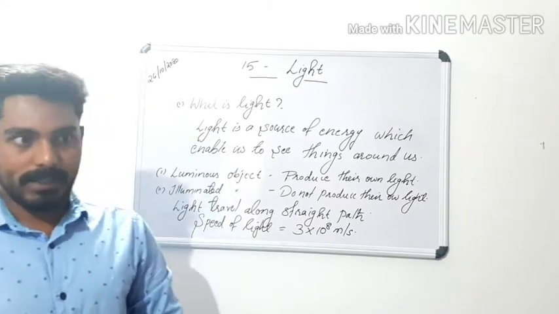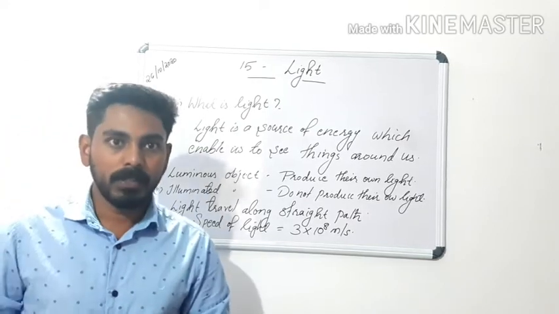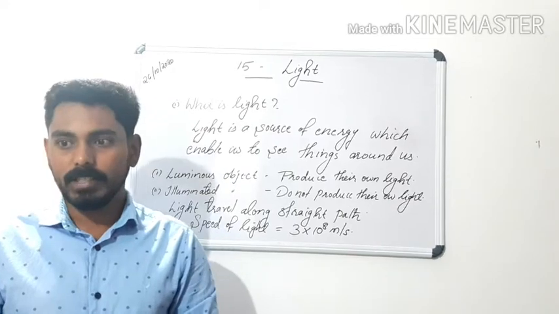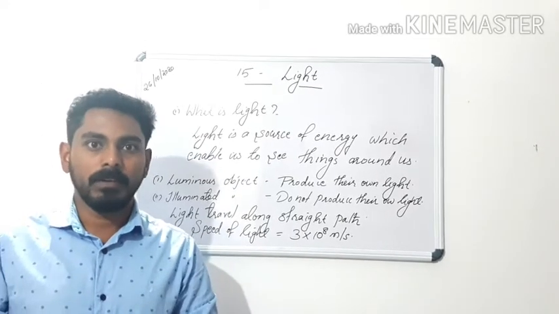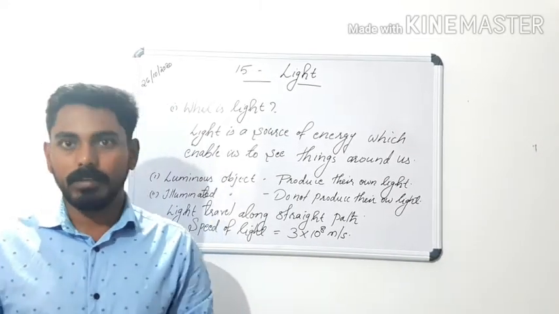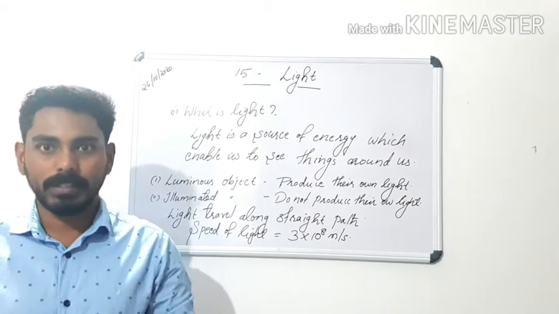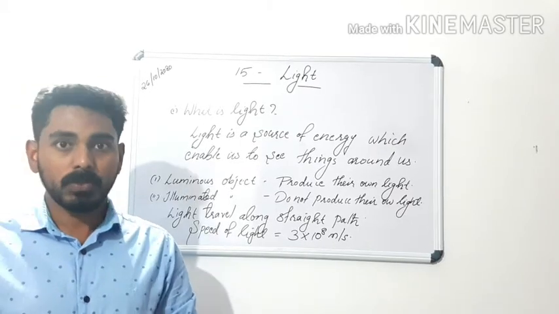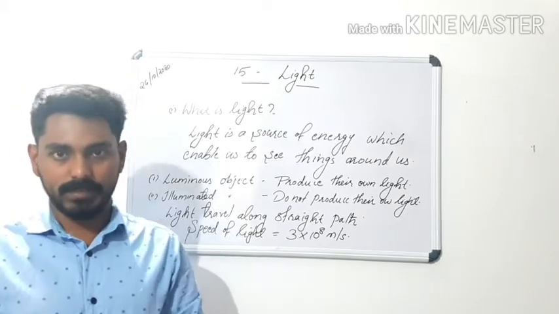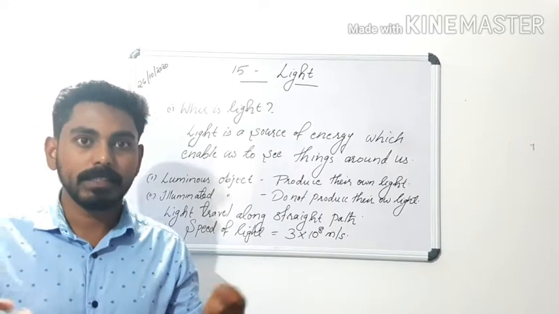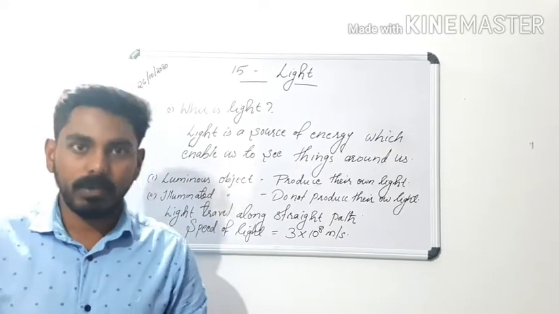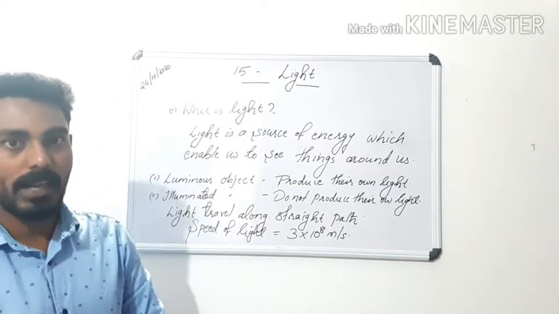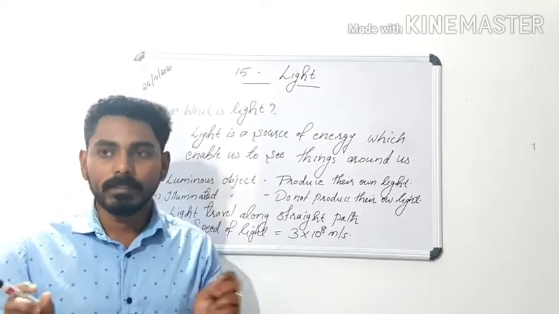When we talk about light, in your living room there are so many things arranged in different places, like a table, chair, clock, books. These are all arranged in your living room. So how can you see these things? Of course, we know that light helps us to see all these things.